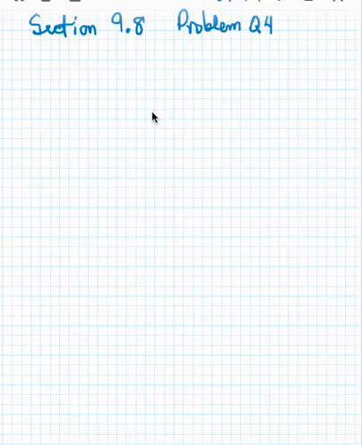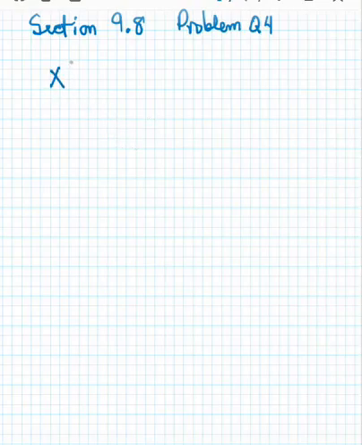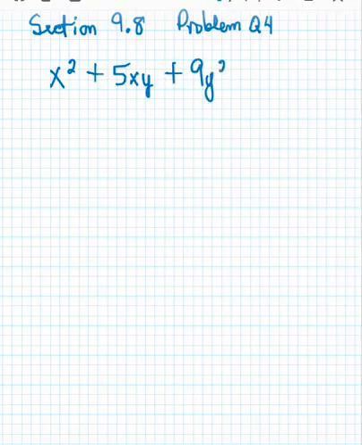What Dr. Forrester wants you to do here is, first of all, look at the quadratic relation and think, okay, here it is. You have x squared plus 5xy. That is the key right there. There is an xy term in this. Plus 9y squared equals 100.